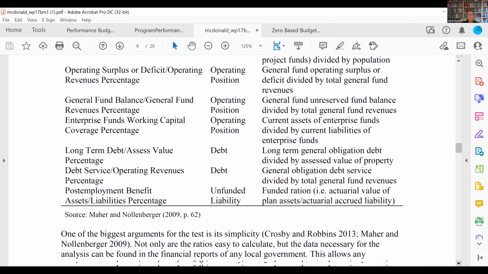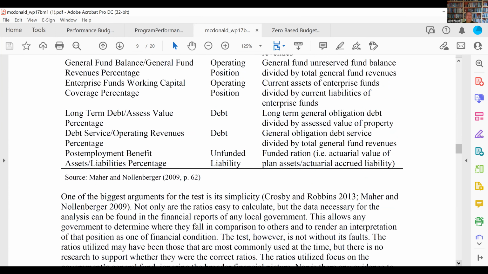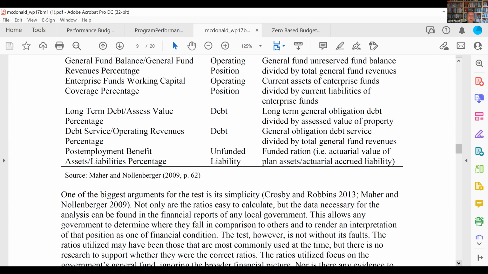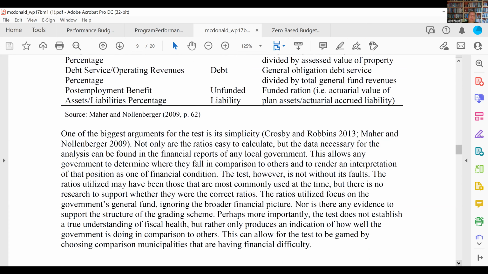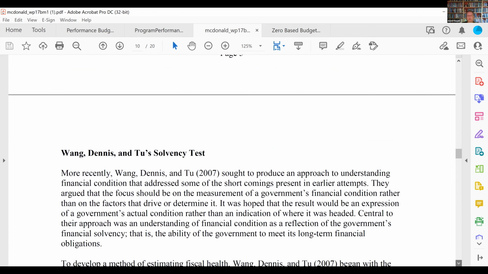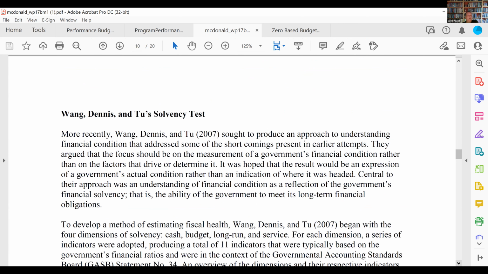You're very welcome. So that's Brown's 10-point scale, 10-point indicators. Again, just some indicators you can calculate in order to look at fiscal solvency. Then there are another set of indicators oftentimes used in the industry known as Wang, Dennis, and Tu's solvency test.